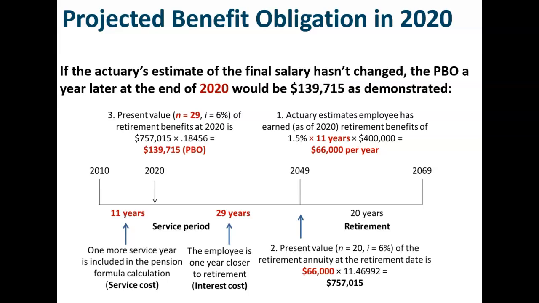Step 3. Let's find the present value as of the end of 2020 of $757,015. N equals 29, I equals 6%. The factor on the present value table is 0.18456. Multiply 757,015 times 0.18456. And the PBO is calculated at the end of 2020 as $139,715.